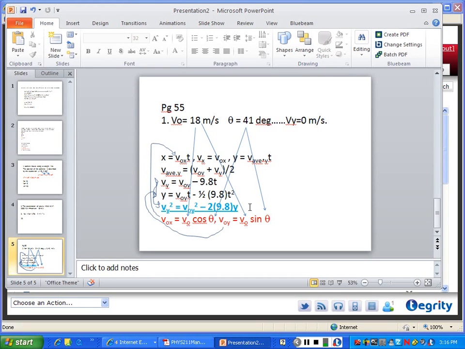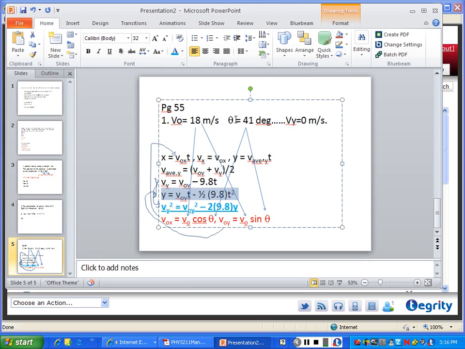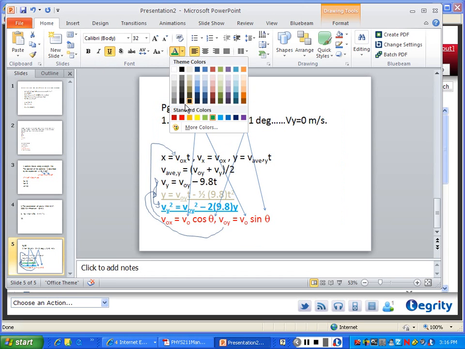Oh, wait a minute. Well, we weren't trying to solve for y. Well, that's all right. If we could solve for y, maybe the question would be, how high did it go? Once we know how high it goes, we could then put that back into the previous equation right there and solve for t.